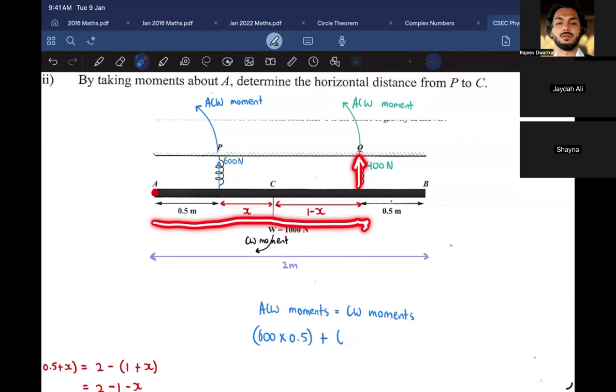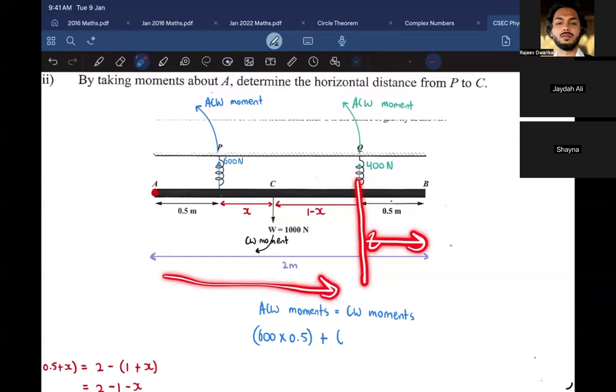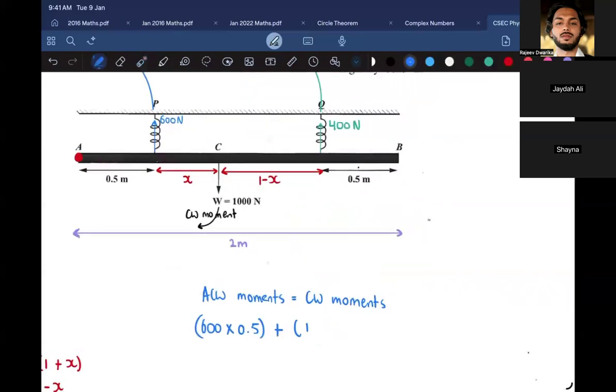Think about it like this, Jada. The entire thing is 2 meters, and if I take away 0.5, wouldn't this be 1.5? Yes. Cool. So that's going to be, well, let me put the force first: 400 times 1.5. Sheila, did you catch that? Yes, sir. Okay, good. And so Sheila, tell me what the clockwise moment would be. So the force there is 1,000. And what is the distance from the pivot?